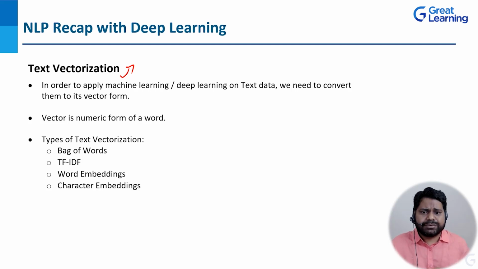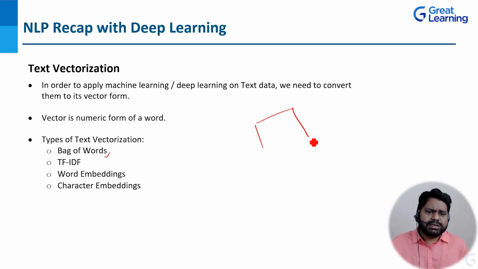So text vectorization is a technique with the help of which we can transform or convert our text into numbers. Some of the predominantly used or most important text vectorization techniques are bag of words, TF-IDF, word embedding, and character embedding. So, what is word embedding? Or let's start with what is bag of words.